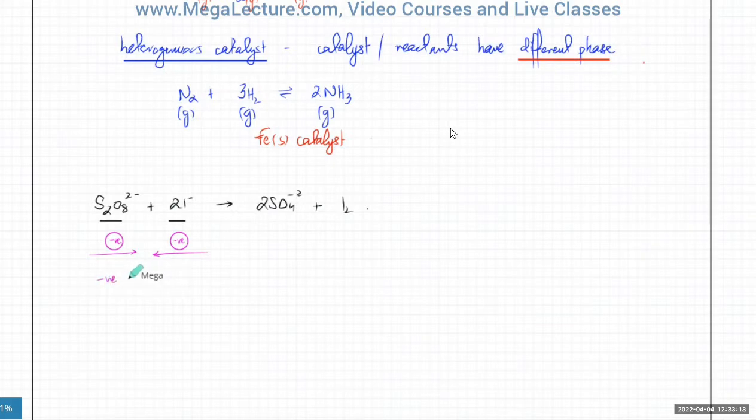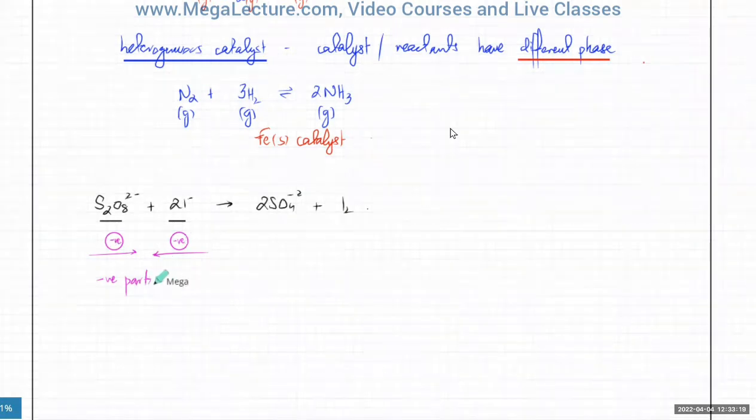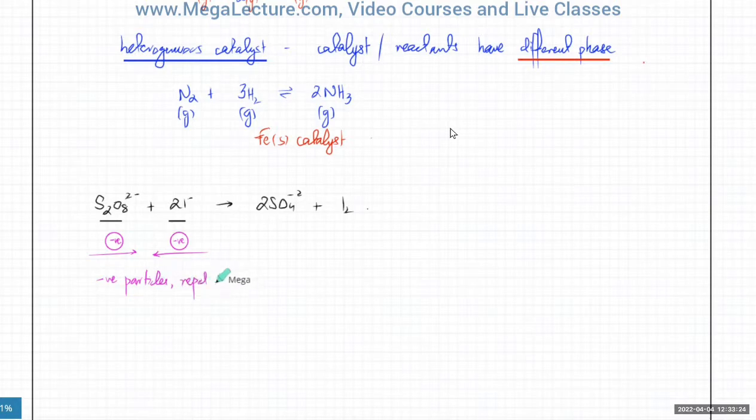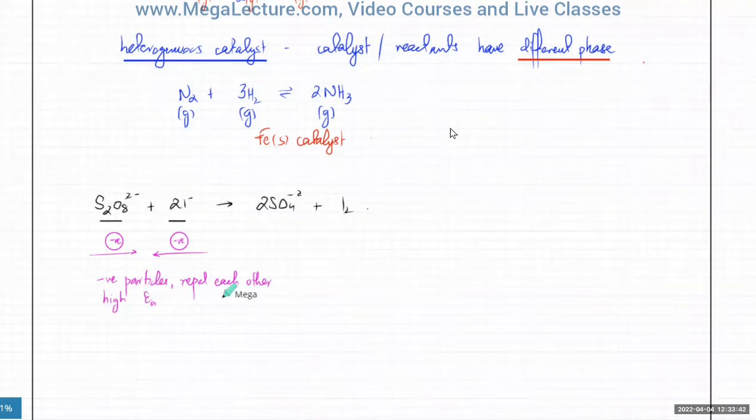So negative particles repel each other. And when they repel each other, because they're negatively charged, they have a high activation energy because you have to make them really energetic.